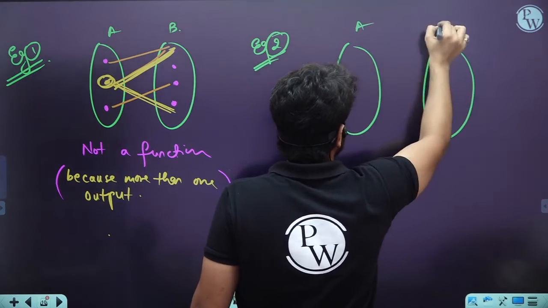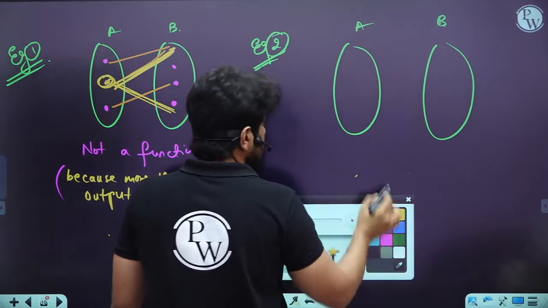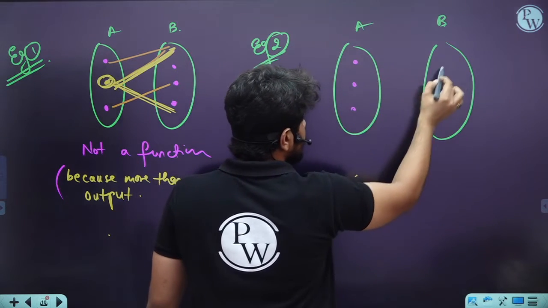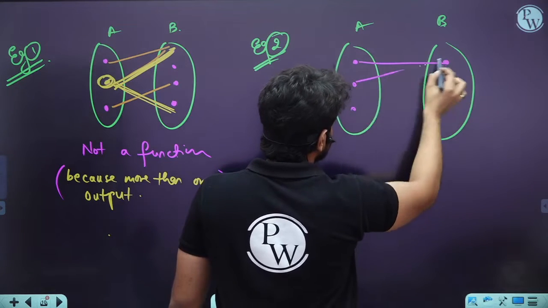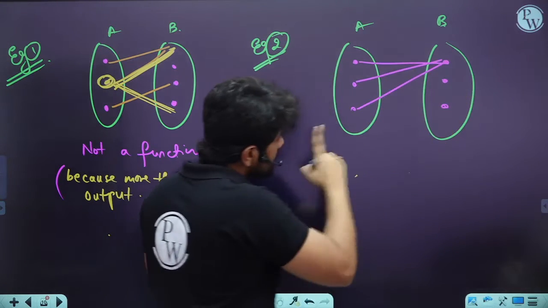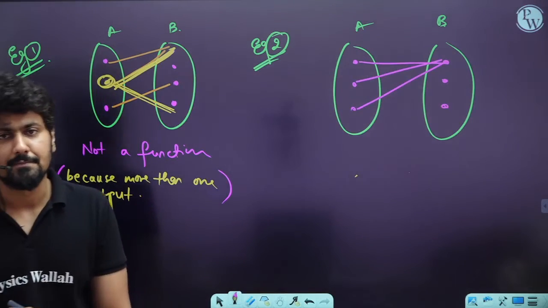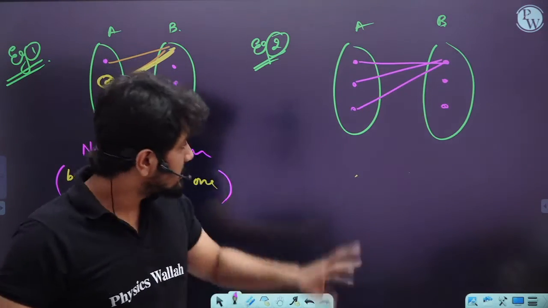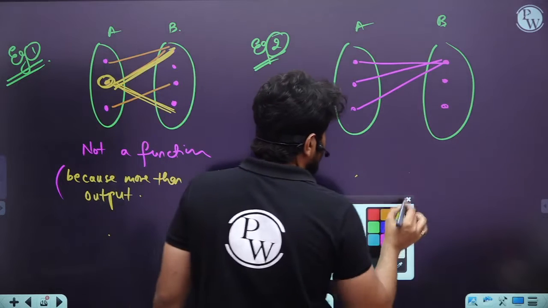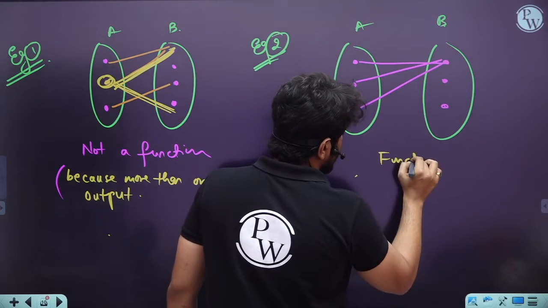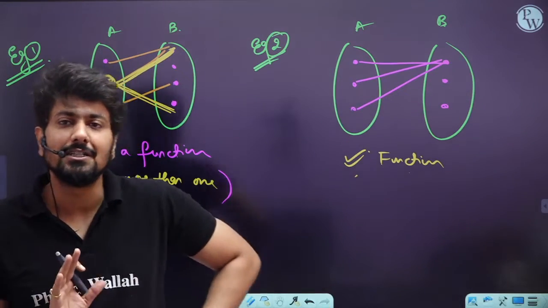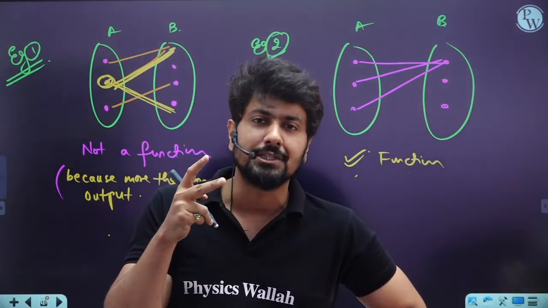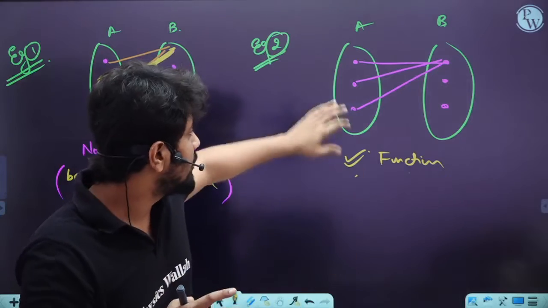Suppose this is set A, set B. There are 3 elements in set A, there are 3 elements in set B, and this. Will this be a function or not? This is my question. Now, this is a function. It is not violating the condition, those 2 conditions. This is not violating any of those 2 conditions.